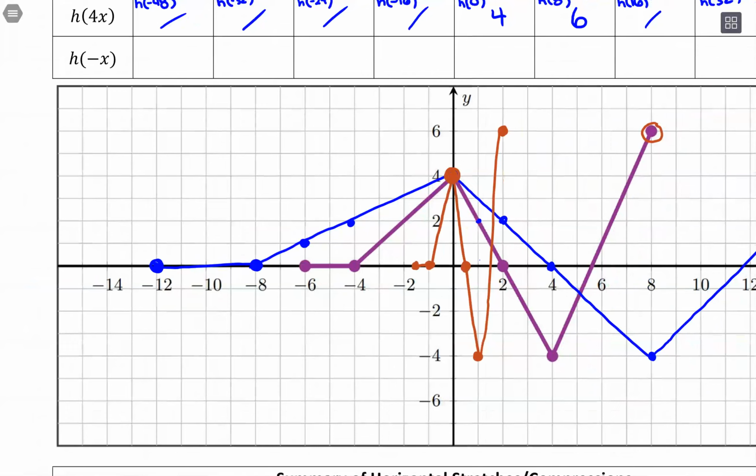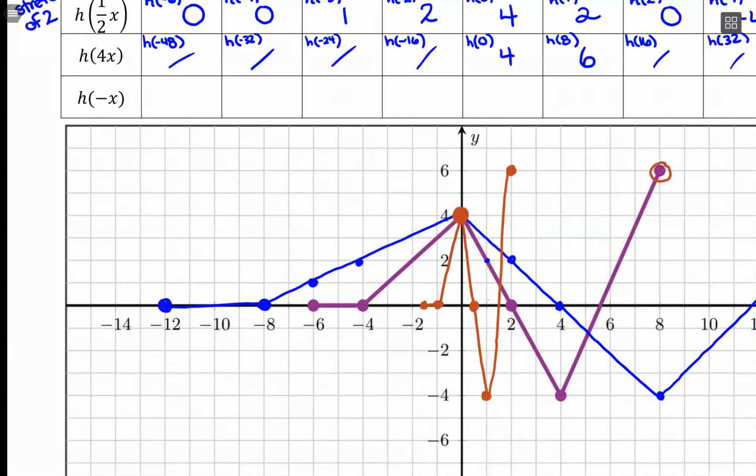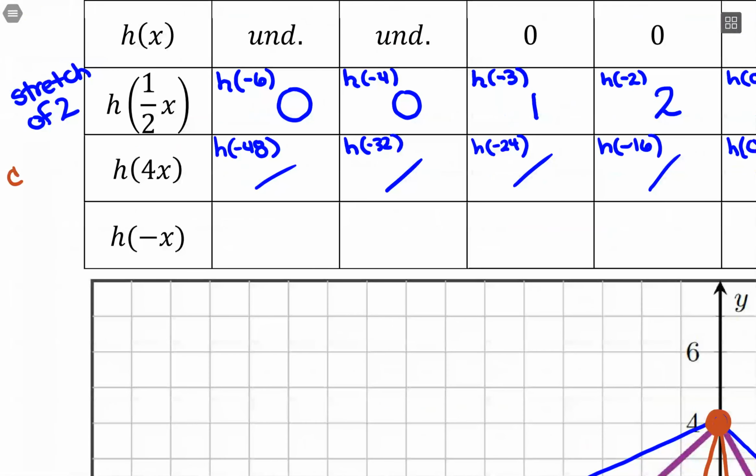So that 4 times x really squishes the original graph. It's compressed towards that y-axis because all of those horizontal distances were divided by 4. So this does a compression by 1/4. So when we have these values multiplying with x, it's kind of like we're using the reciprocal of it. When it's a fraction, if you flip it, that'll give you how far it's going to stretch. If you have a number that's more than 1, then it's going to cause a compression by 1 over that value.